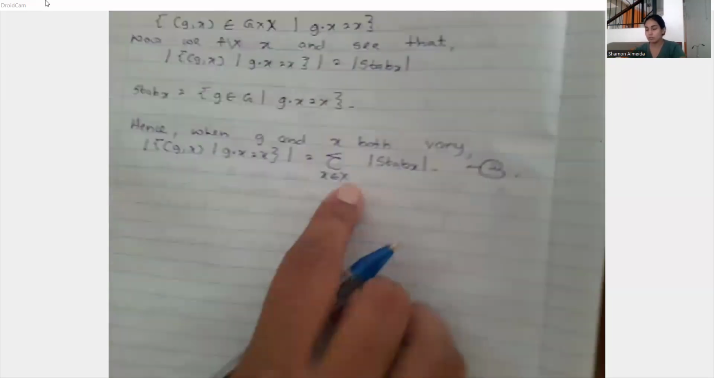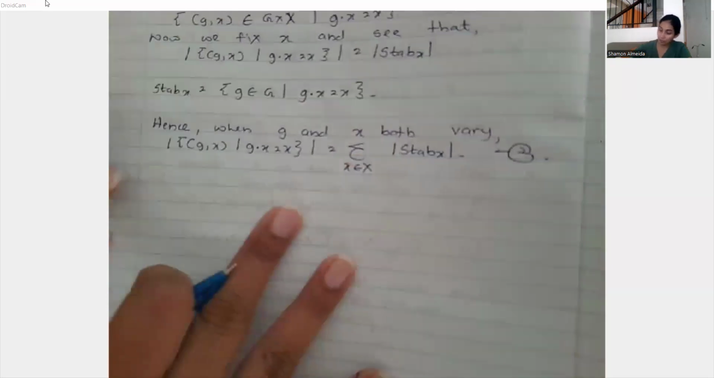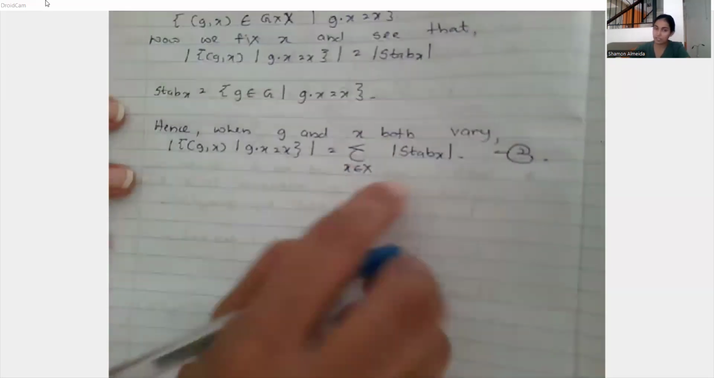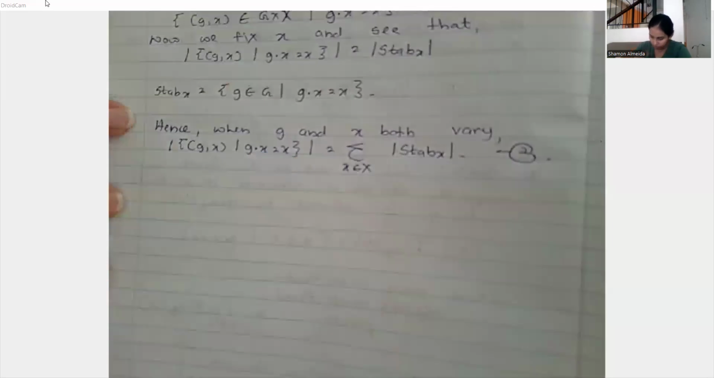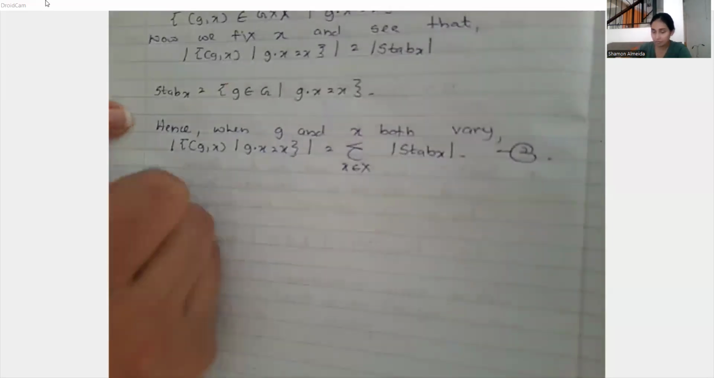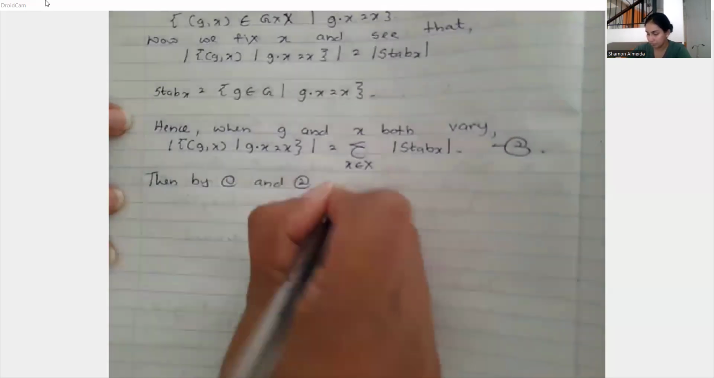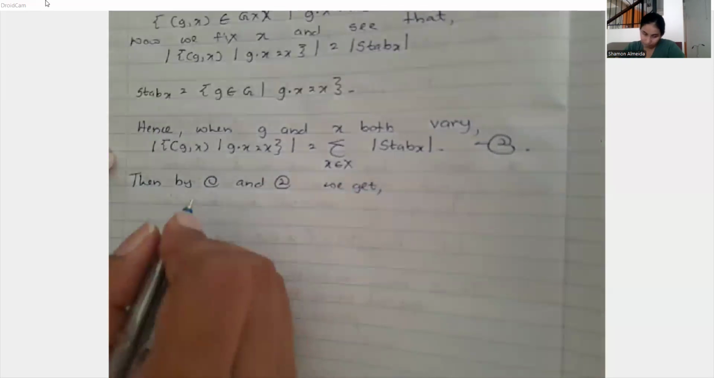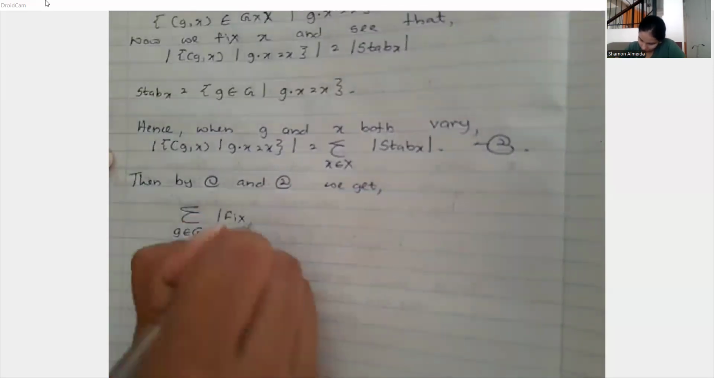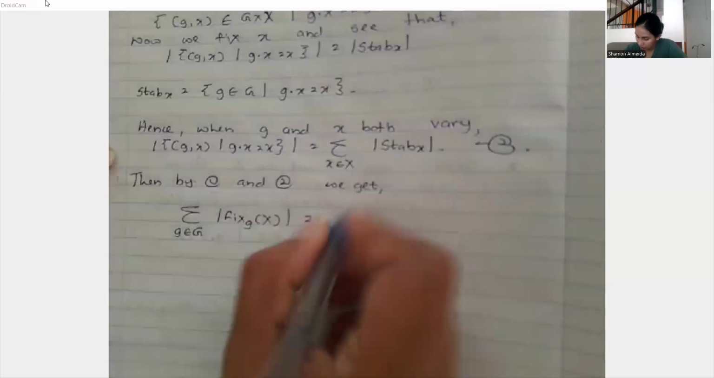Order of this set is the same as the summation taken over all the stabilizers, right? For every element in X, we take the order of each stabilizer. Then by 1 and 2, we get this equation, equality.